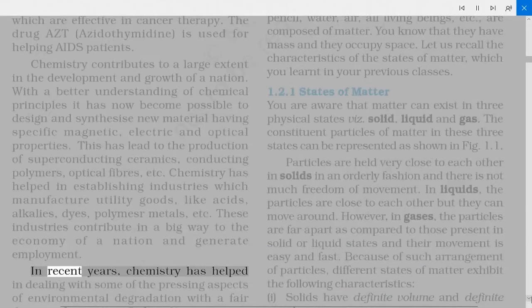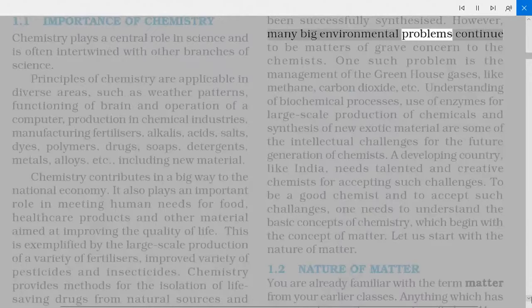In recent years, chemistry has helped in dealing with some of the pressing aspects of environmental degradation with a fair degree of success. Safer alternatives to environmentally hazardous refrigerants, like CFCs, chlorofluorocarbons, responsible for ozone depletion in the stratosphere, have been successfully synthesized. However, many big environmental problems continue to be matters of grave concern to the chemists. One such problem is the management of the greenhouse gases, like methane, carbon dioxide, etc.